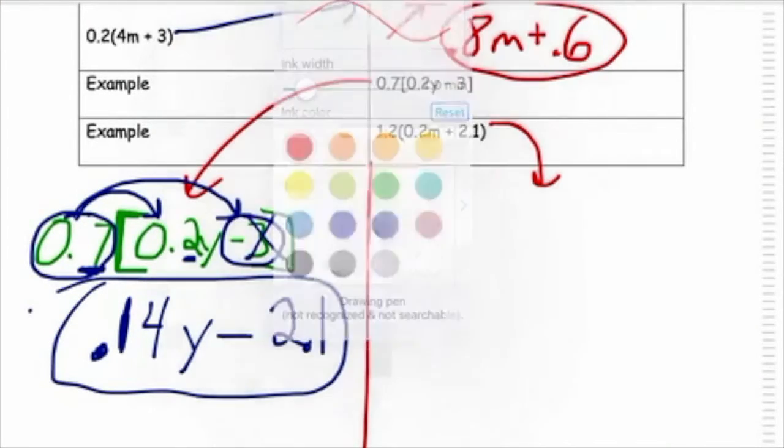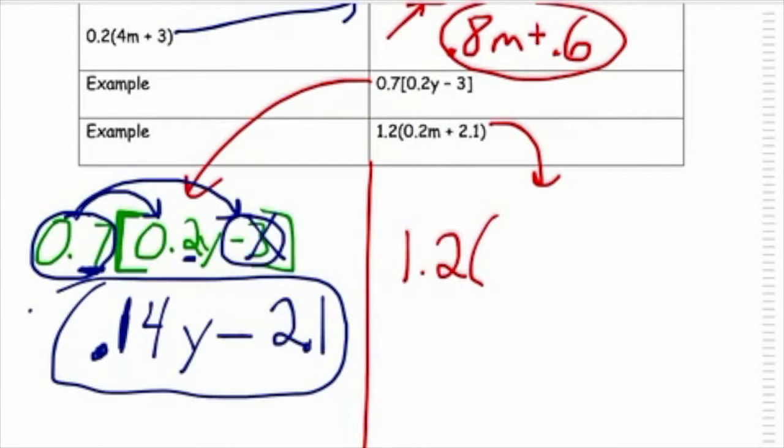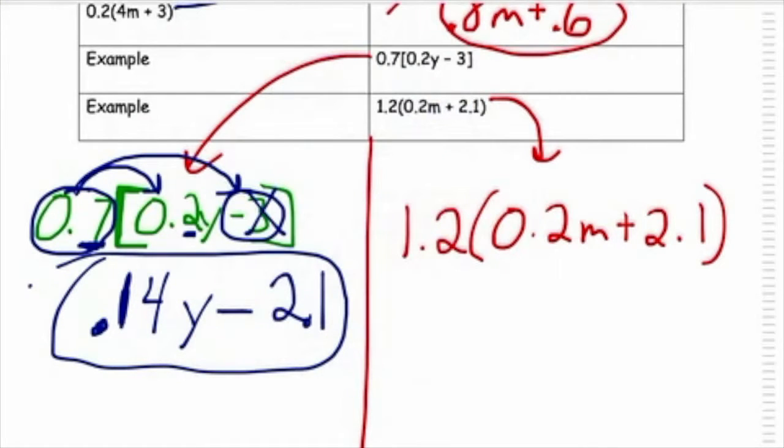All right, last one, and then you can move on to part C. It's 1.2 times (0.2m plus 2.1). Once again, here I cannot combine unlike terms, so I cannot use PEMDAS. So instead, I'm going to distribute. I'm going to multiply 1.2 to both terms. So I'm going to do 1.2 times 0.2m.